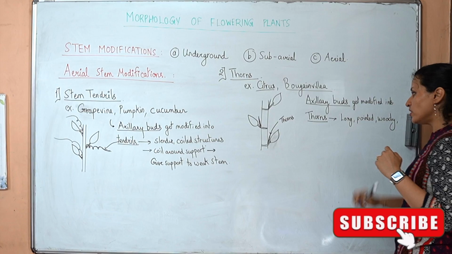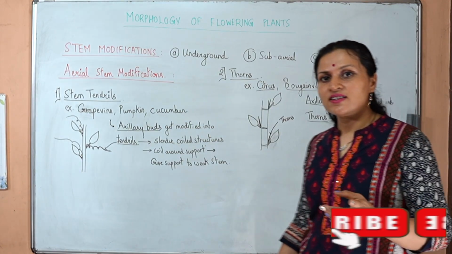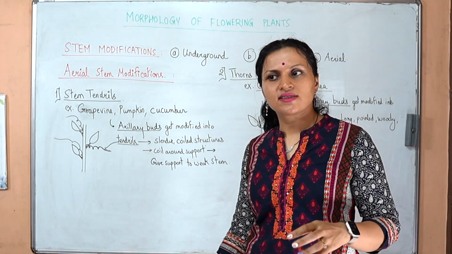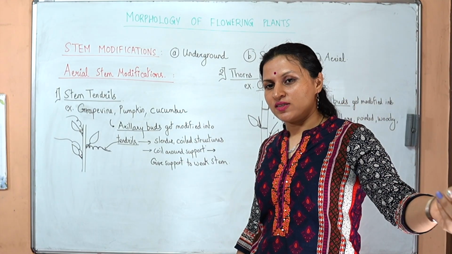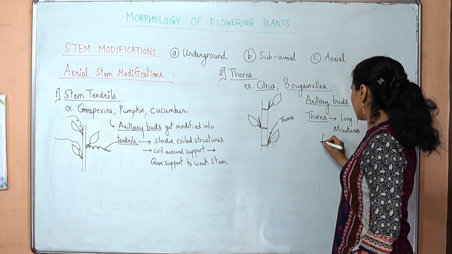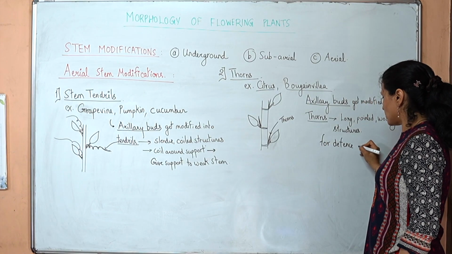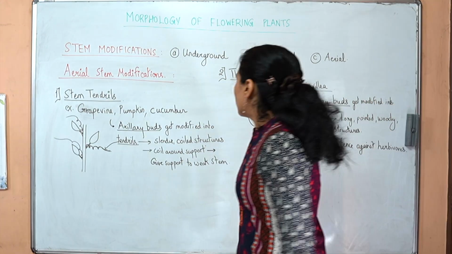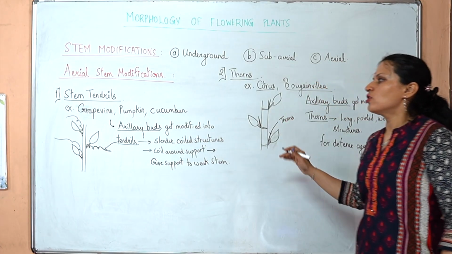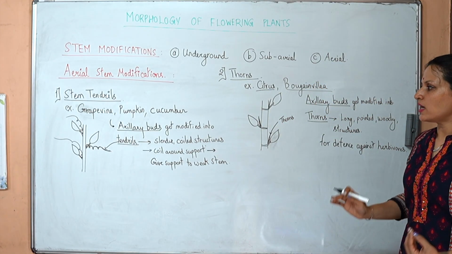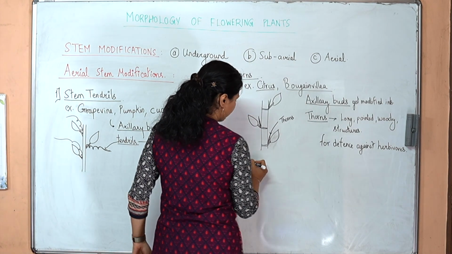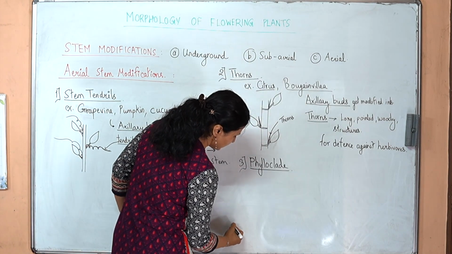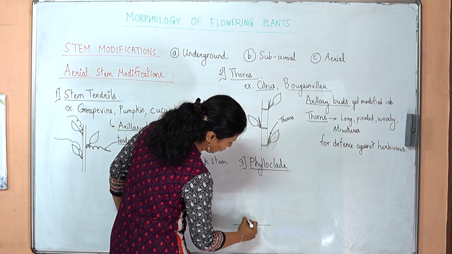Why we are saying woody is because cactus also has spines, those are the spines, those are leaf modifications, they are not woody. So what is the function? For defense, against herbivores. Understood the difference between stem tendril and thorn? Both are modifications of the axillary buds. Third modification, this one is known as Phylloclade. This is seen in case of cacti like Opuntia.